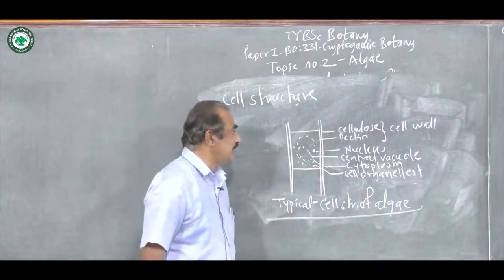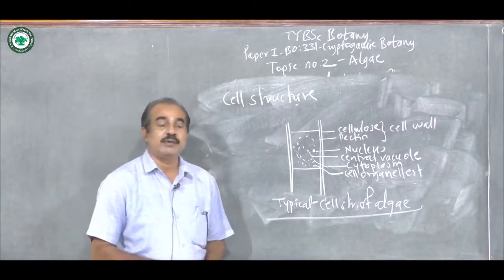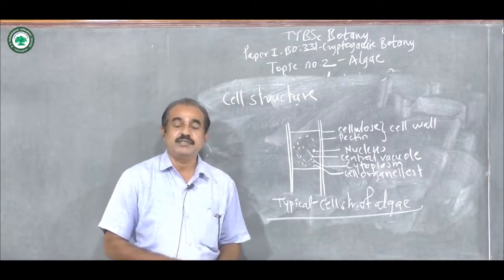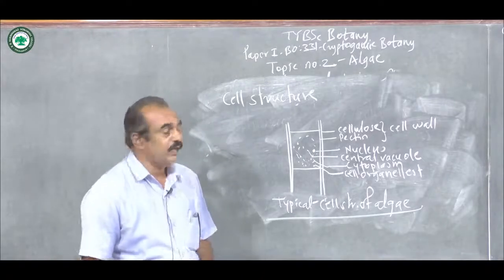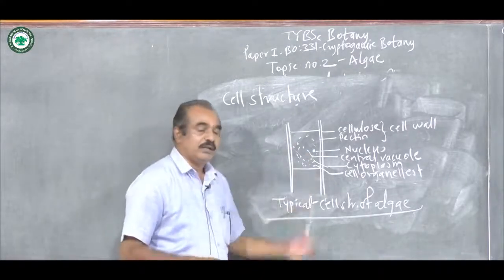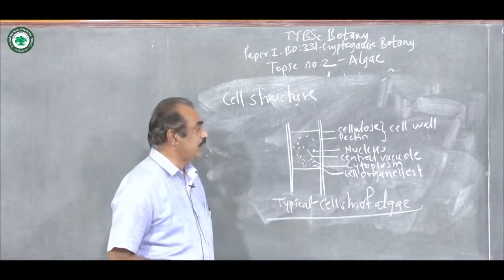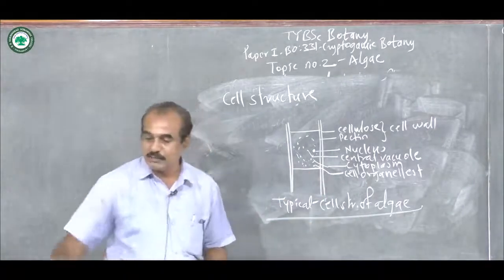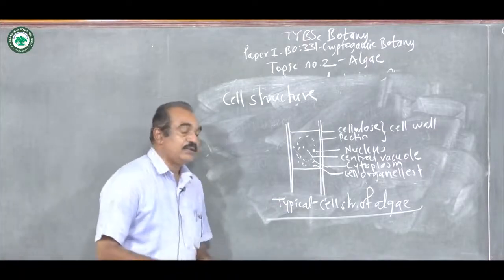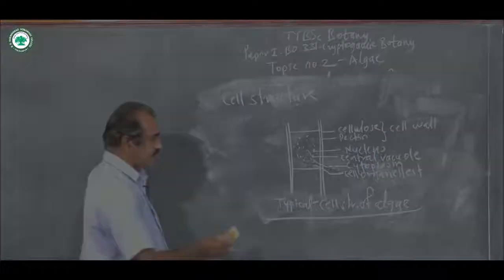Now inside this there is the cytoplasm, and in the cytoplasm at the center there is the central nucleus. There is the central vacuole and a single nucleus, or a number of nuclei, according to the species. At the center there is the cytoplasm, and different types of cell organelles are found. The type of cell organelle is also on the basis of the species.